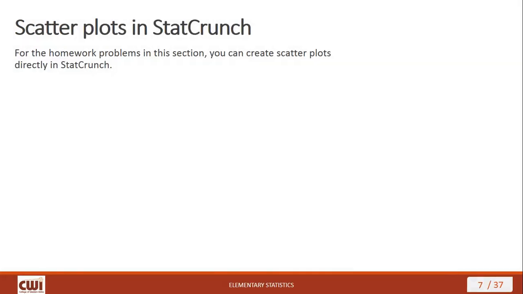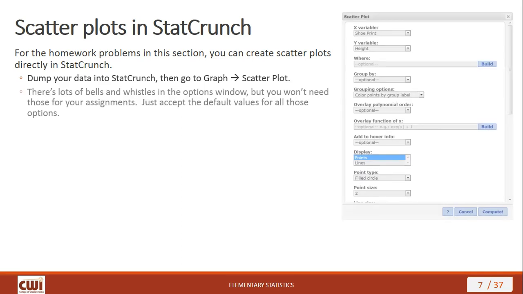Scatter plots are really easy to make in StatCrunch. We've done this before back in Chapter 2, but just to review, let's go over the steps for making scatter plots in StatCrunch. So first, make sure your data is in StatCrunch, and then go to Graph, Scatter Plot. In the options window that appears, you're going to see a lot of bells and whistles, but you're not going to need most of these for your assignment. So just accept the default values for all of these options.